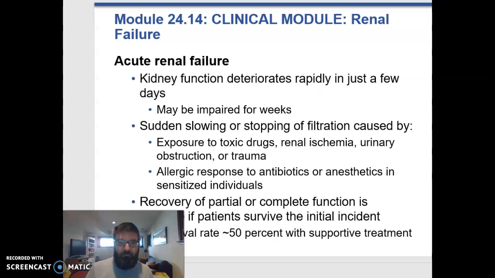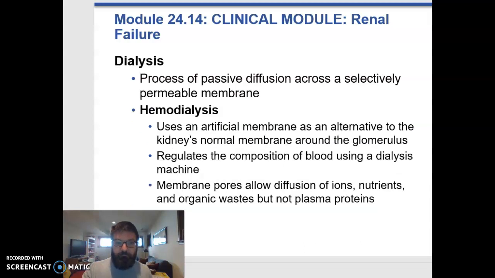So maybe you have had trauma to your kidney, right? You fell and whacked it, or some toxic drugs, or some obstruction in the blood vessels that lead to your kidneys, or whatever causes a sudden deterioration of your kidney. This is very quick and very dangerous, but partial or complete function recovery is possible if the patient survived the incident and you're able to fix the underlying problem. And there is a survival rate that's not great, but about 50% with supportive treatment.